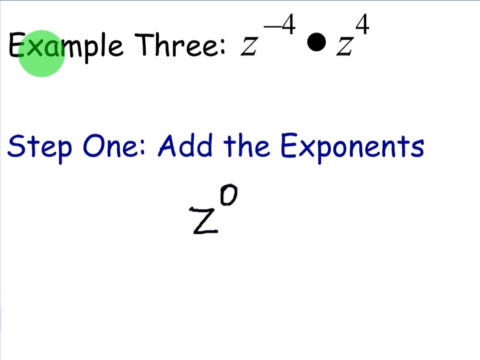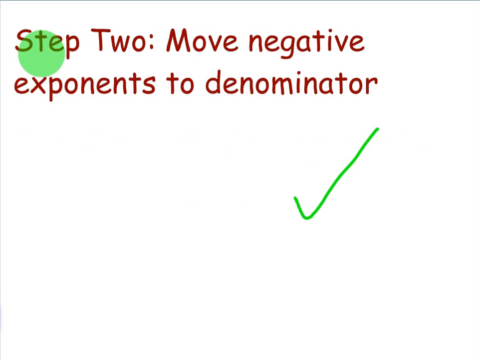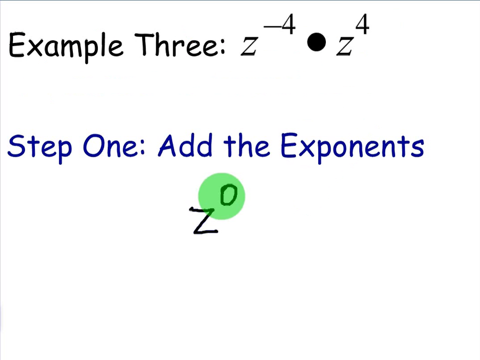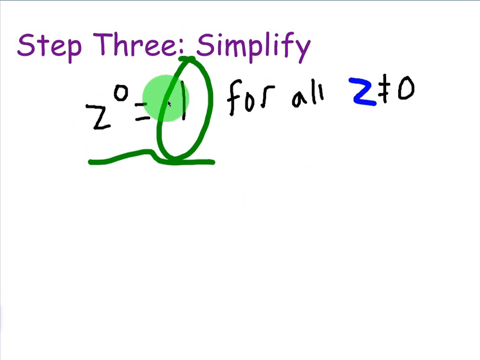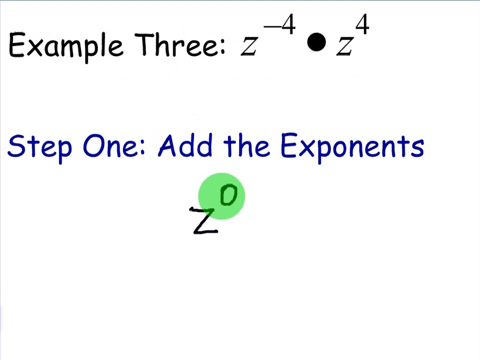All right, final example. We have z to the negative 4th times z to the 4th. Well, since both the bases are z, that means they're like bases, we can add the exponents. Negative 4 plus 4 is 0. Now, we've already talked about this before, but what is anything to the 0 power? You remember before, anything to the 0 power is 1. Okay, so step 2 doesn't apply here because it's 0, it's not negative, so we don't have to flip it or anything. But like I said, anything to the 0 power is 1. Okay, so the final answer is 1 in this case. In other words, z to the negative 4 times z to the 4th ends up just being 1.